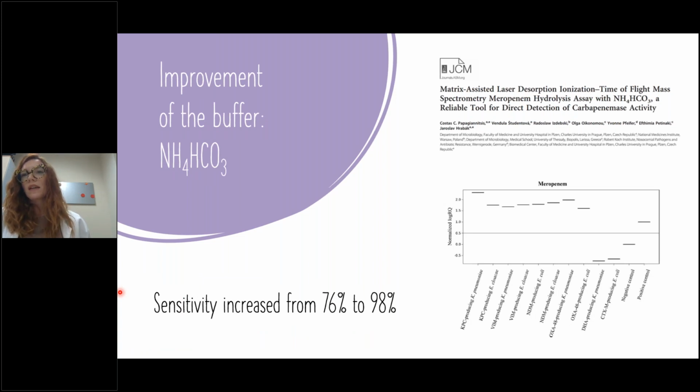Jaroslav Habrak again made some serious improvement to this assay because we had serious problems at that time in detecting an OXA48 enzyme, because as you already know, they have a low catalytic activity, lower than the rest of enzymes, so we could easily detect VIM or NDM or KPC, but OXA48 were more difficult to detect. So adding ammonium bicarbonate really helped to detect these enzymes and increase the sensitivity from 75% to almost 100%.